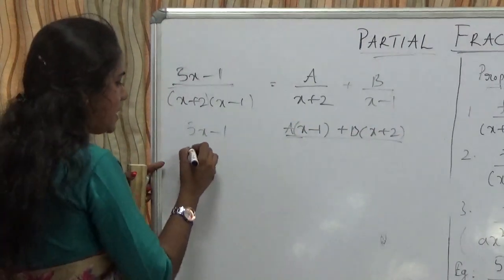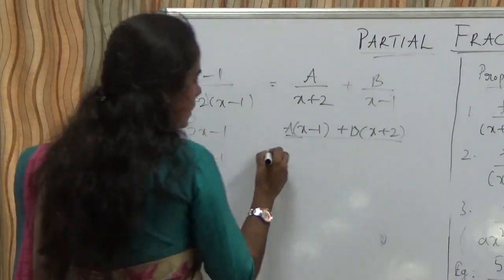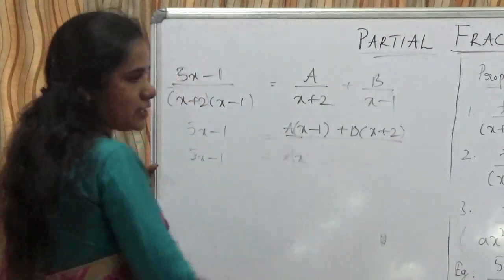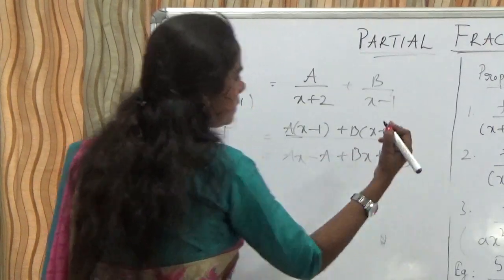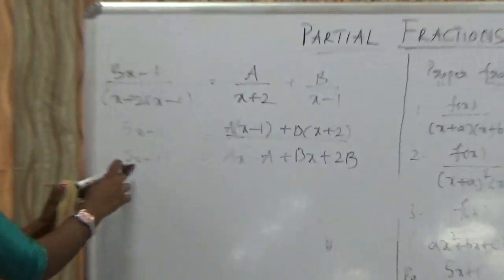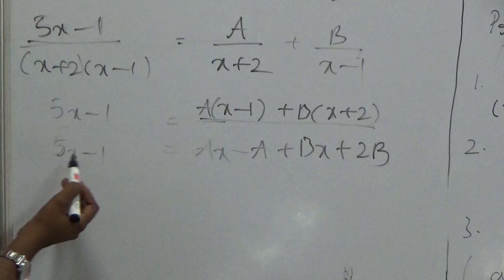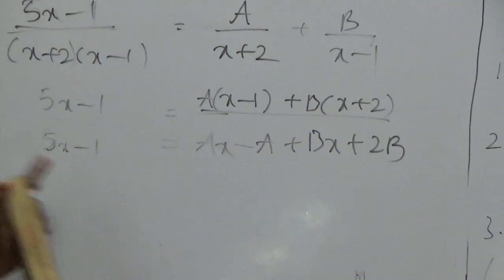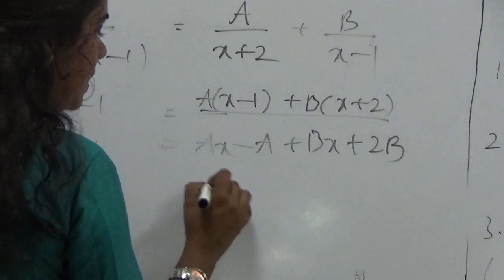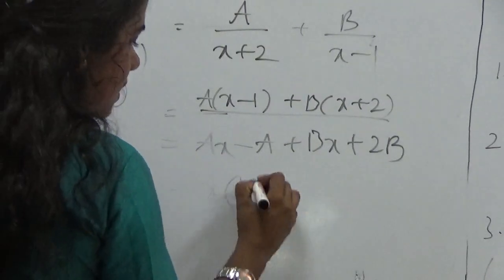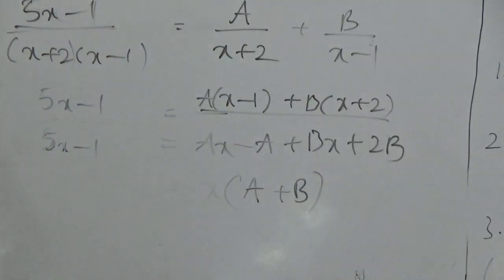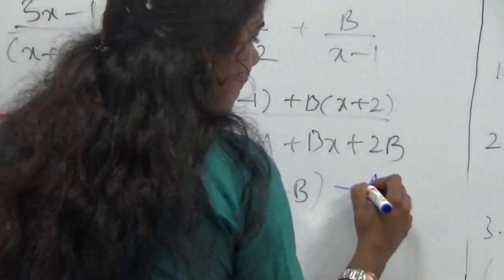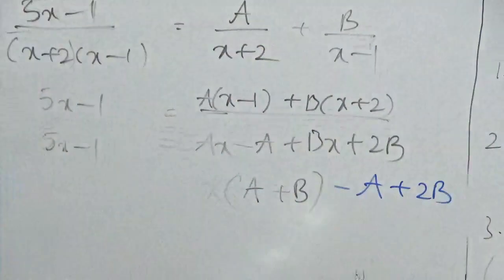Next multiply with A and multiply with B. That means left hand side is same, 5x minus 1 equal to A into (x minus 1) is Ax minus A, plus Bx plus 2B. So next common x, because the left hand side has the x coefficient and the constant term. So we have to match it on both sides. That means x common. The x coefficient of the first is A and of the second is B, so x into (A plus B). And the constant terms are minus A and plus 2B.